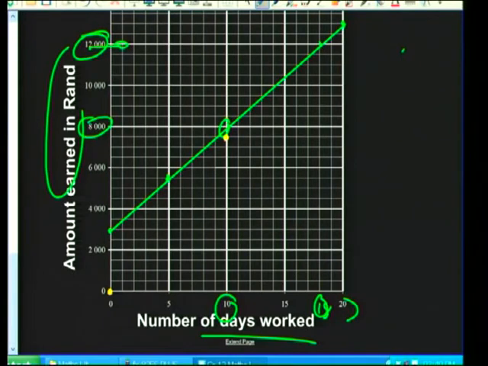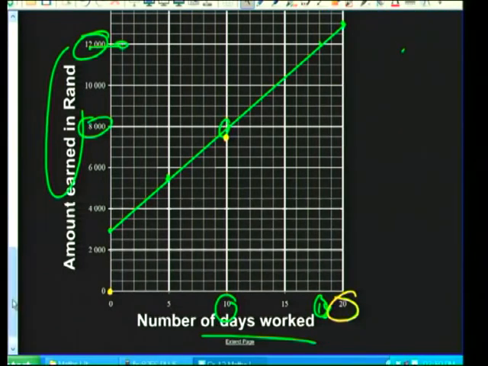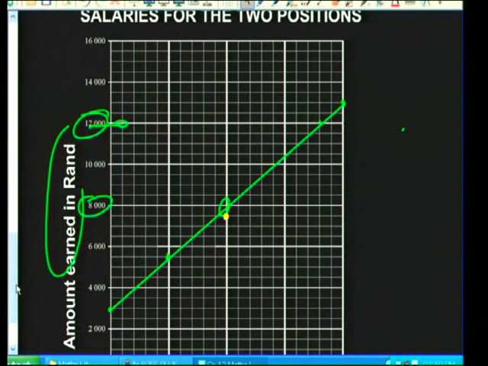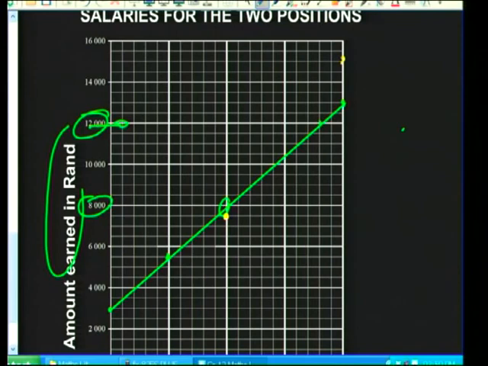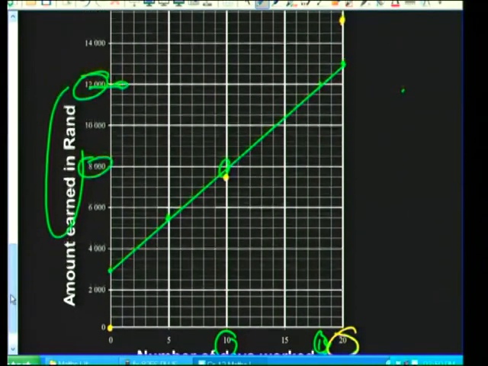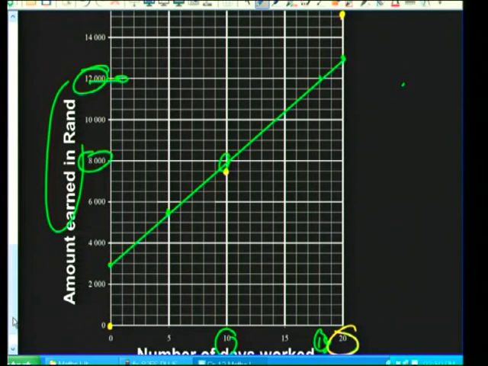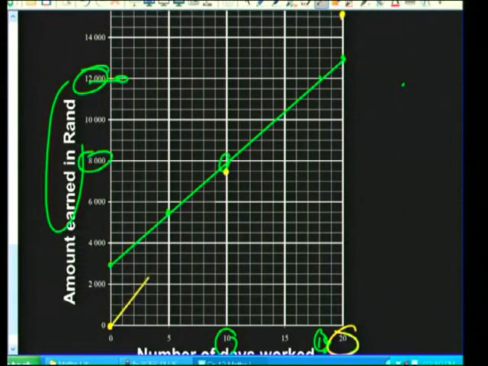Okay? What happens if he works 20 days? Well, if he works 20 days, we're going to say 750 Rand times 20 days gives me 15,000 Rand. Okay, so we're going all the way up now to 15,000 Rand, which is this point over there. So now what we've got to do is join those two points. So let's do that. Again, I'm going to use yellow, and I'm going to try and draw as straight a line as I possibly can from this point all the way up to that point.